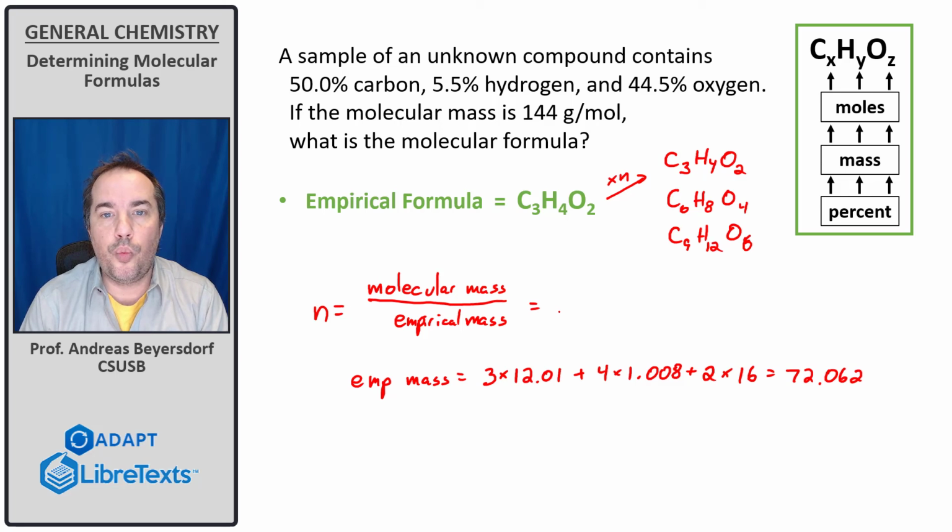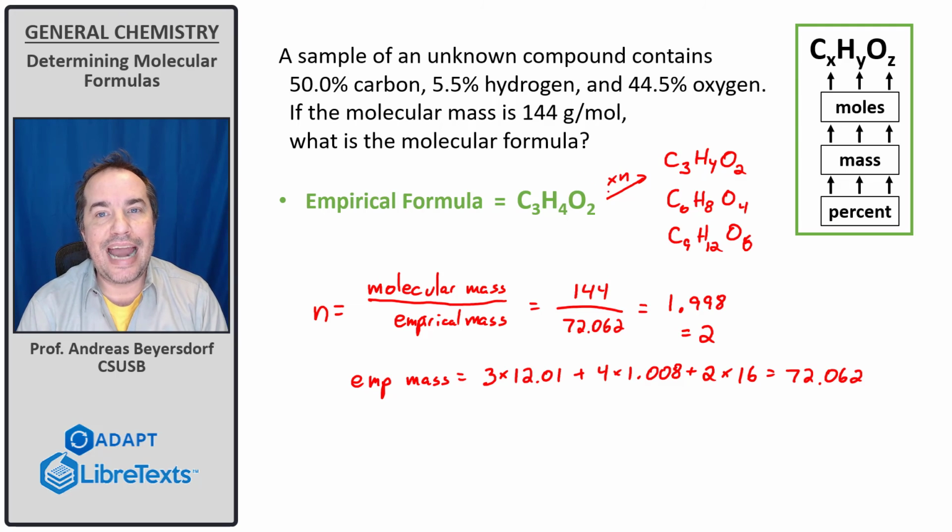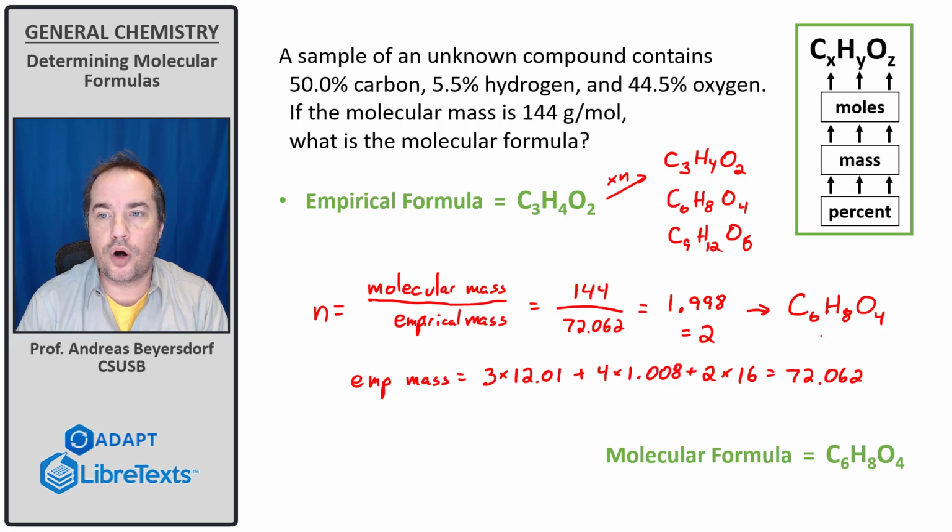So now we take the molecular mass, which is given to us as 144, we divide by 72.062, and that gives us for n 1.998, or 2. And so that means that n is 2. And so that means I multiply each one of these numbers by 2 to get a molecular formula of C6H8O4. That is my molecular formula.